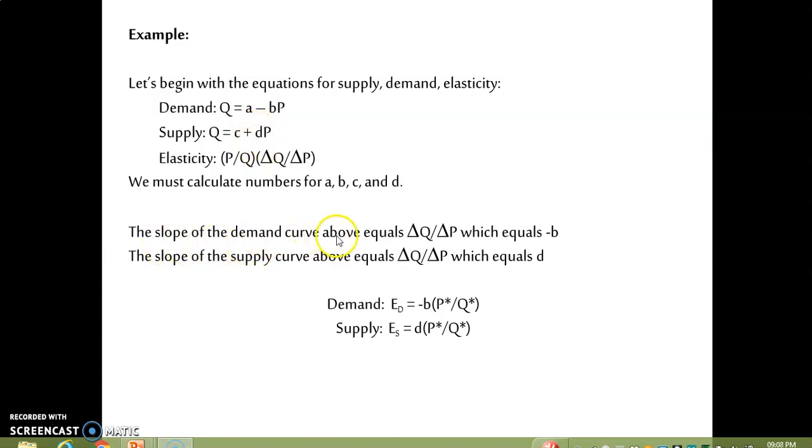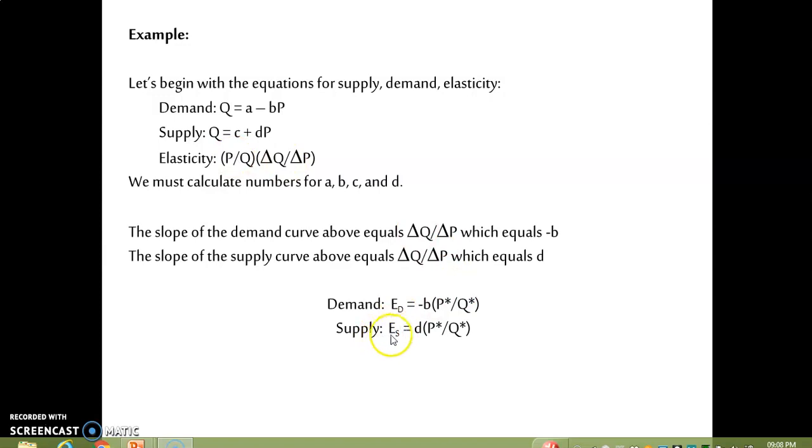So the slope of the demand curve, minus B, is equal to our change in Q over change in P. And the slope of the supply curve above also equals change in Q over change in P, and that is D. And here we have our general formula for our elasticity. Thus for our price elasticity of demand, we can now substitute minus B for this portion, change in Q over change in P, multiplied by the ratio of the equilibrium price and quantity, that is that portion at the point over there.